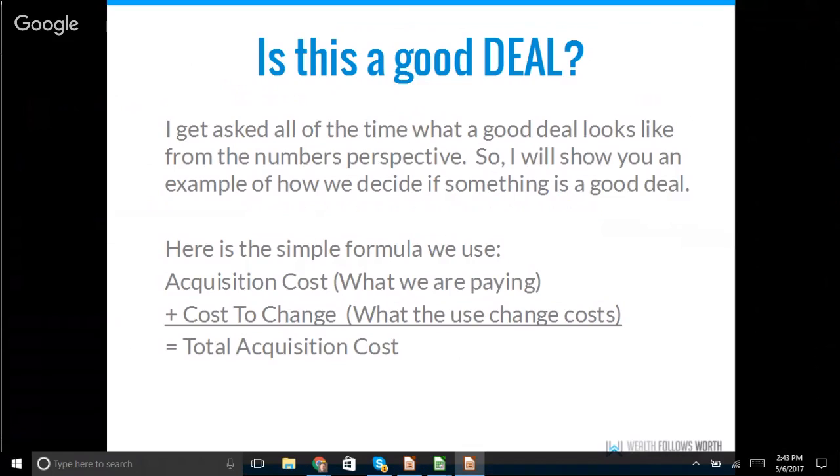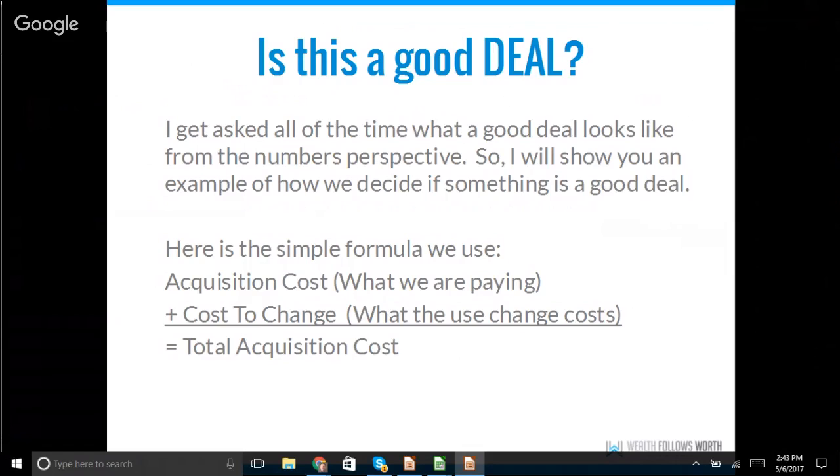So if you look down here at the bottom, we start with the acquisition cost. If a property's for sale, the purchase price is what we call the acquisition cost. That's what we're paying for the property. Then we quickly decide, understanding there can be a range of values because we haven't gotten hard bids yet, what we think the cost to change would be. This is simply how much it would cost to change the property from what it is to its highest and best use. So we take that acquisition cost plus the cost of change, and that equals the total acquisition cost.